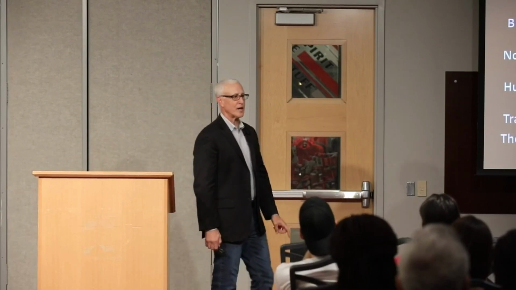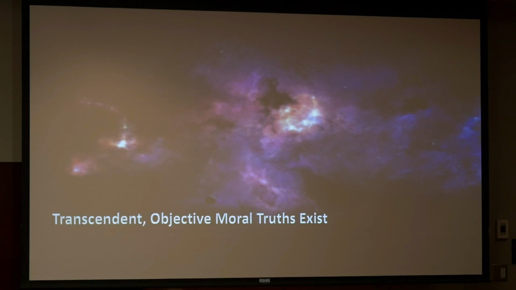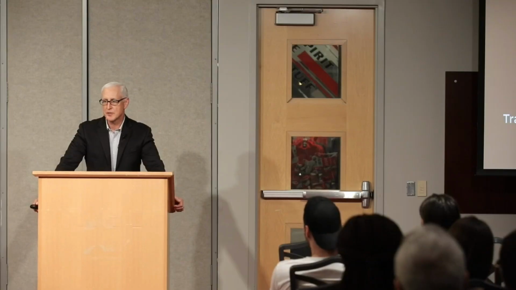Very briefly, we're going to talk about piece number seven, which is that we all recognize that there are objective moral truths in the universe. What I mean by objective moral truths is there are some things that we would say, collectively, we all agree, are objectively wrong. They're not a matter of personal opinion.